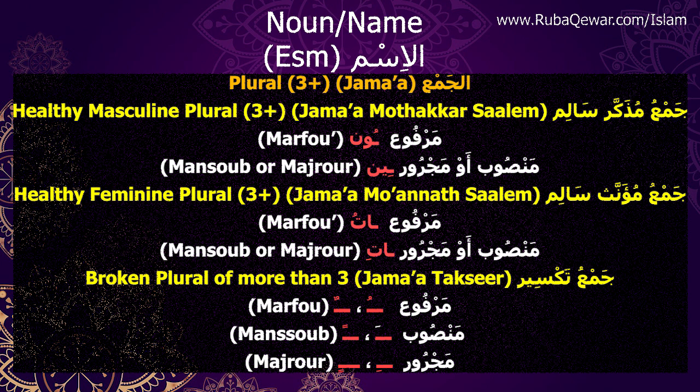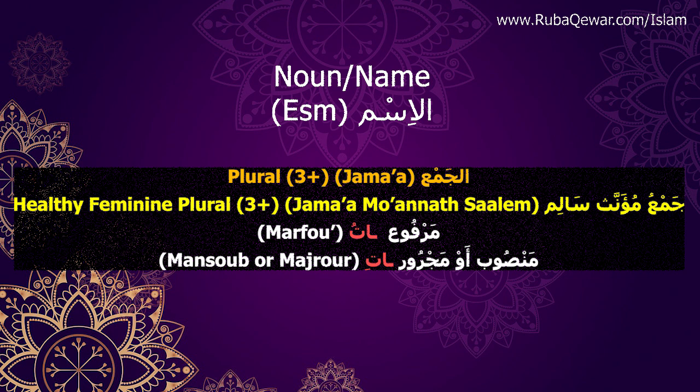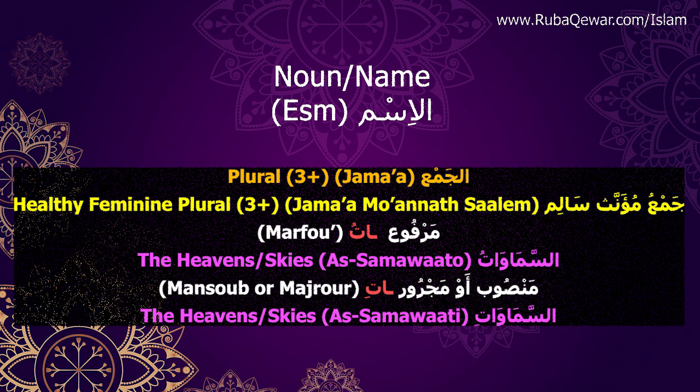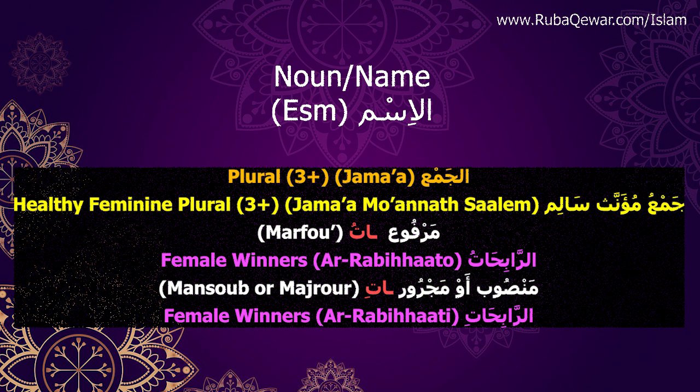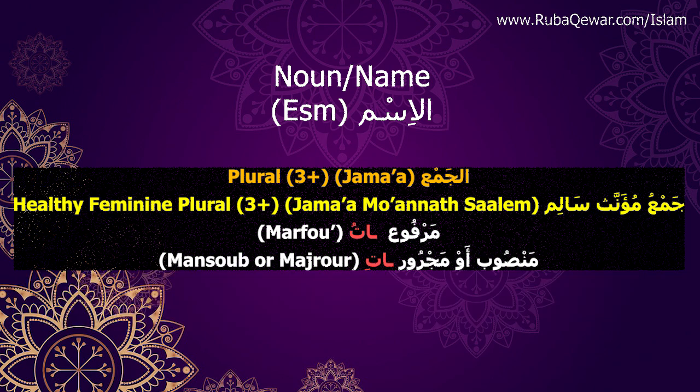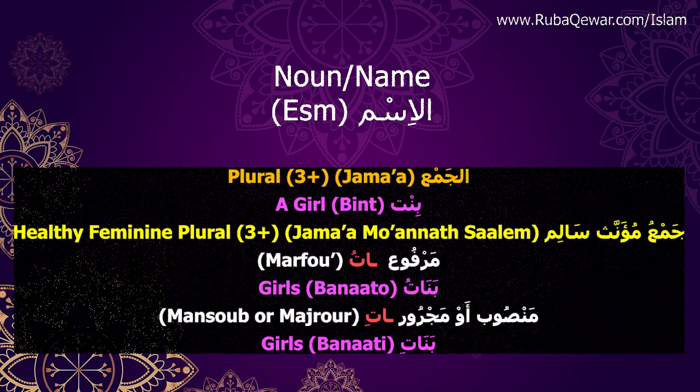For the female, for مرفوع, it's ألف تاء and then ضمة. السماوات, السائحات, الرابحات. So anything that you want to make it جمع, but it's feminine, you say آتو. So for example, I'm gonna give you بنت, بنات.